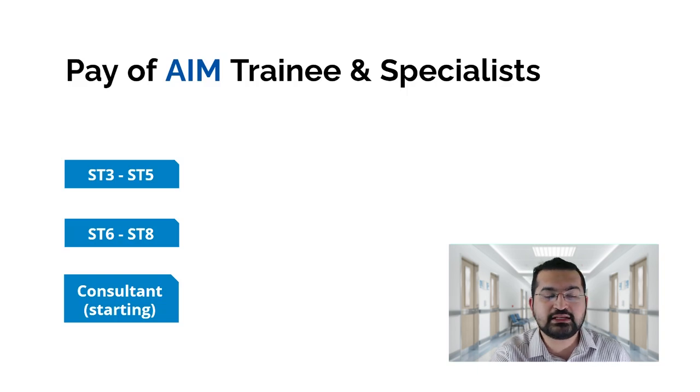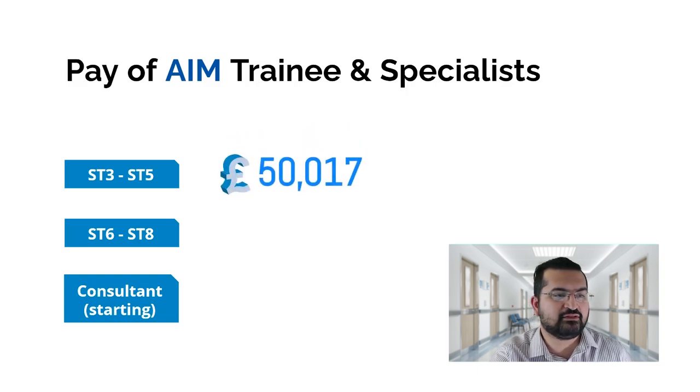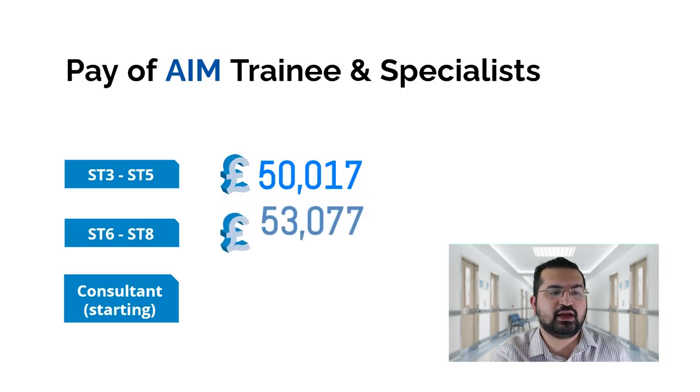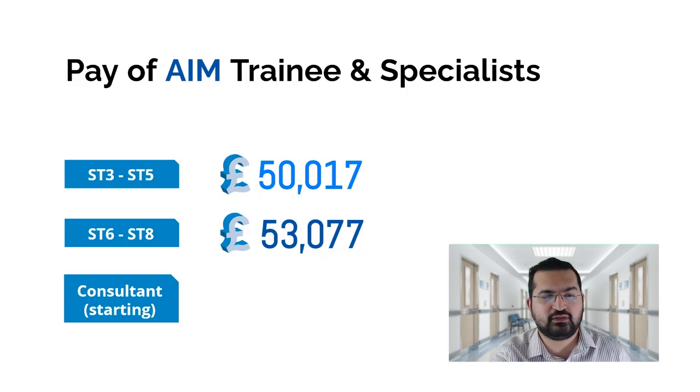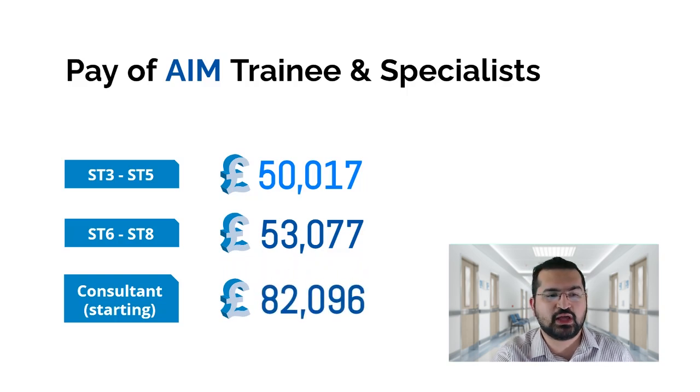And this is only for England. For ST3 to ST5, you make a basic pay of £50,017 a year. And for ST6 up to ST8, you get £53,077 a year. So as you can see, acute internal medicine starts at ST3. For the first 3 years, you get the 50,000 one, and the next 2 years, you get the 53,000 one. And for a consultant, the starting pay of any medical specialty, I think of any specialty, is £82,096, and it grows as you gain more experience and get awards or assume more responsibilities of that sort.